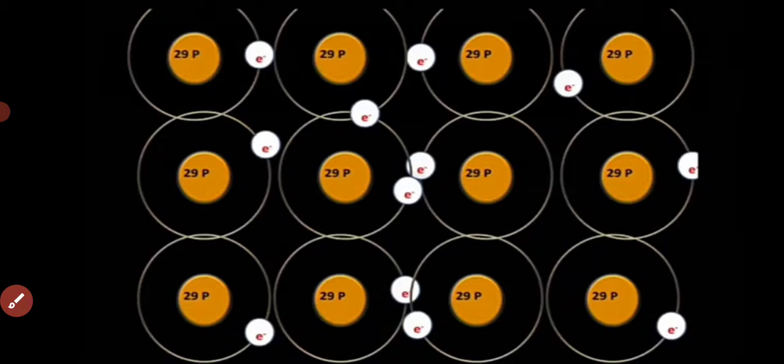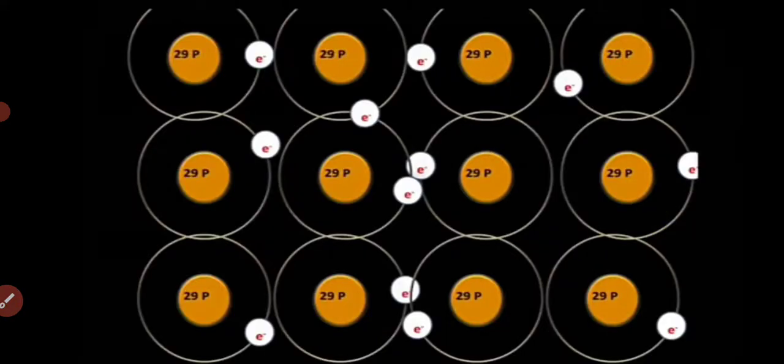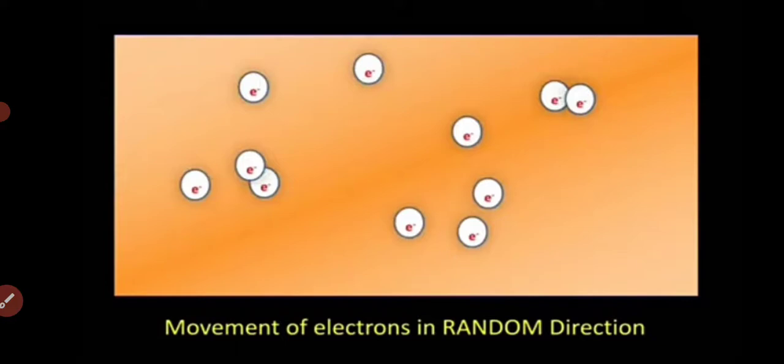Now, look at this. This is the 29 representing the copper atom. In the copper atom, the outermost shell has only one electron which is free to move, so it will constantly move. If we just hide the nucleus and the outermost orbit, the electrons' movement will look something like this. That is, they are in random directions.